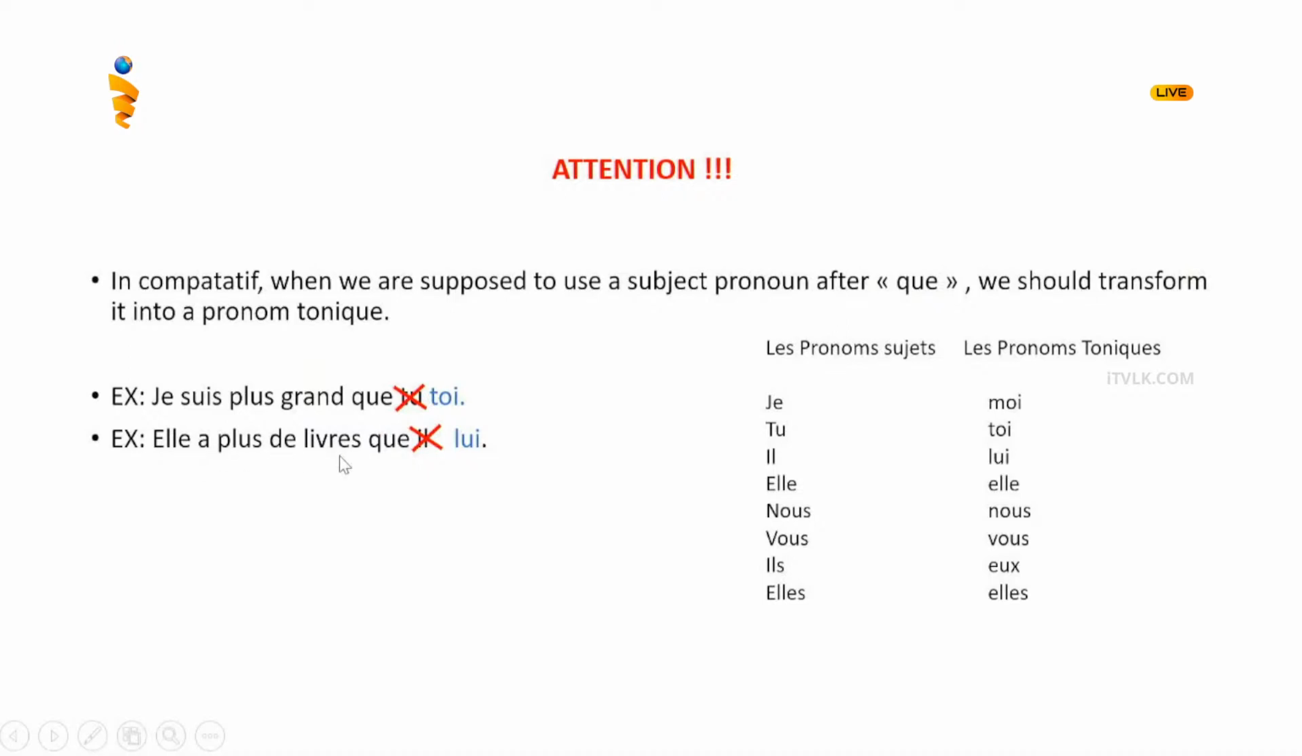Elle a plus de livres que il. No, il does not exist. She has more books than him. If you want to say him, you have to take the tonic form. So I have given you all the subject pronouns, and on the other side, all the tonic pronouns. So je should be changed into moi, tu into toi, il into lui. Now can you see here? Tu has become toi. So after que, you cannot have a subject pronoun. Instead, you should transform it into a tonic pronoun. That is something common that you have to remember regarding all the comparative forms.